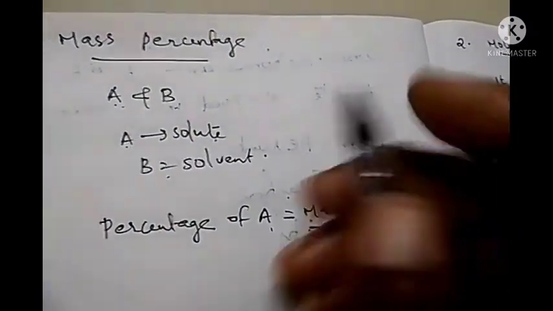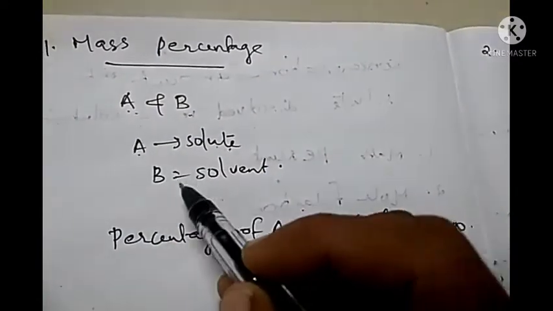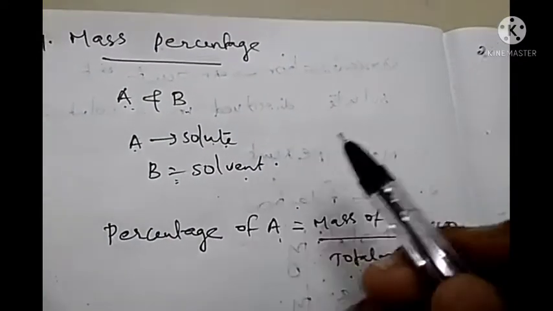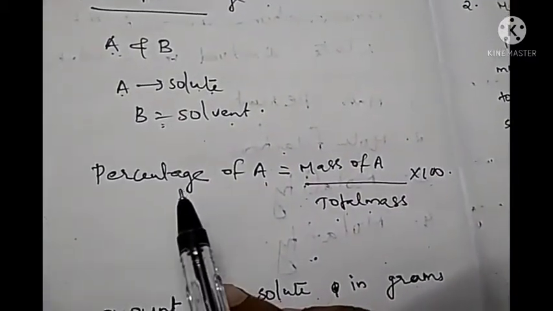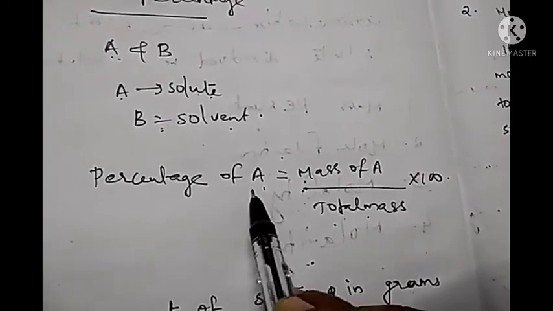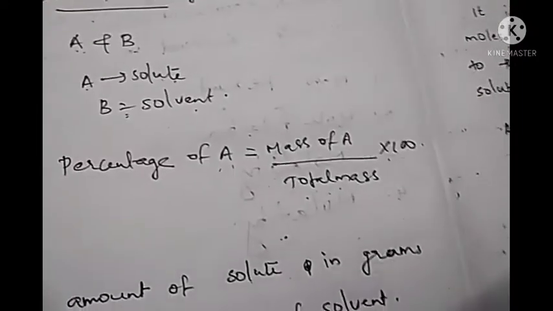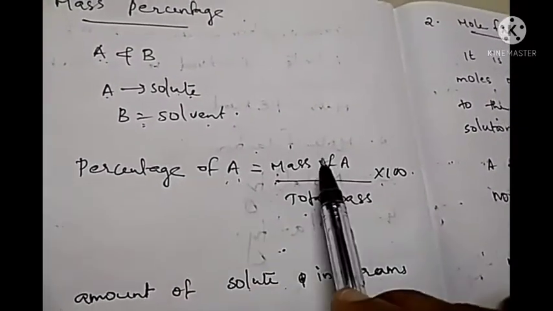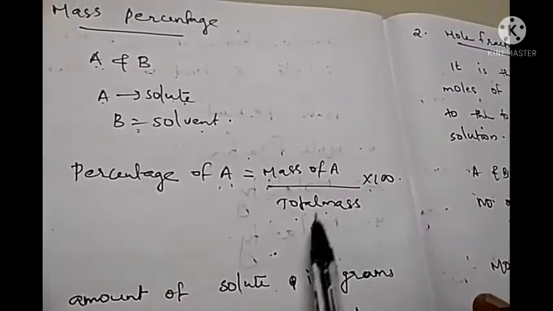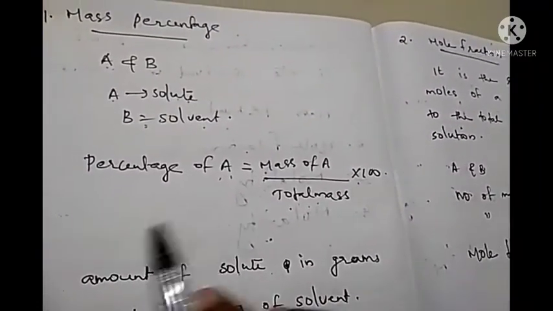Suppose we have a solution of two components A and B, where A is the solute and B is the solvent. How can we calculate the mass percentage of the solute? The percentage of the solute A will be equal to the mass of A divided by the total mass, into 100. Already we know how to calculate the percentage. So here the percentage of the solute is equal to the mass of that solute divided by the total mass into 100. That is the formula to calculate the mass percentage.